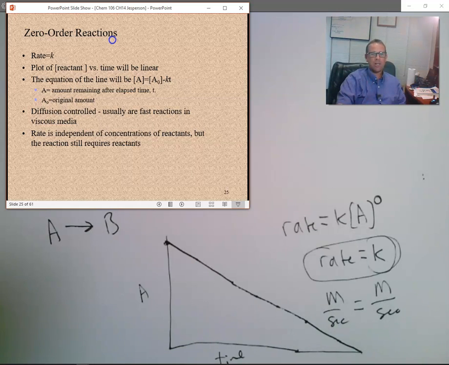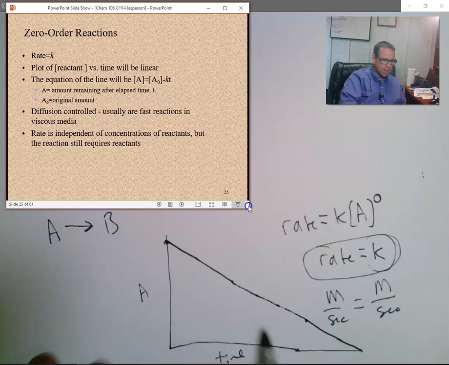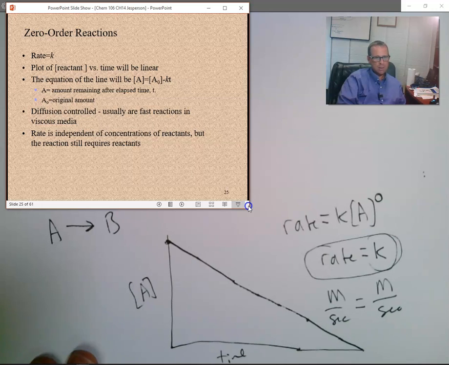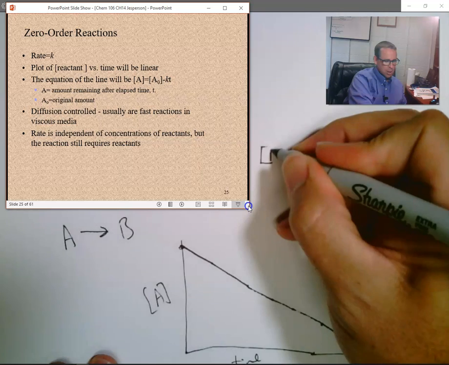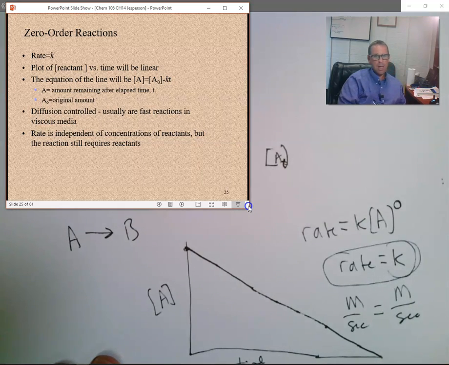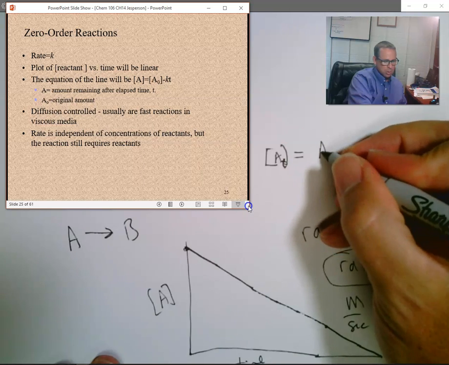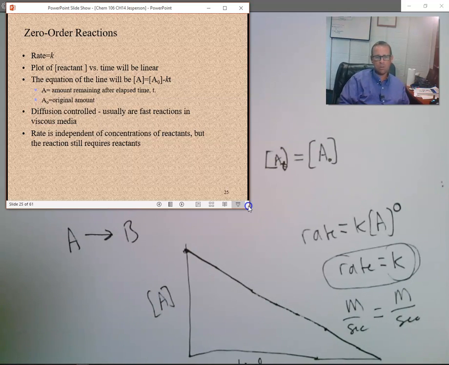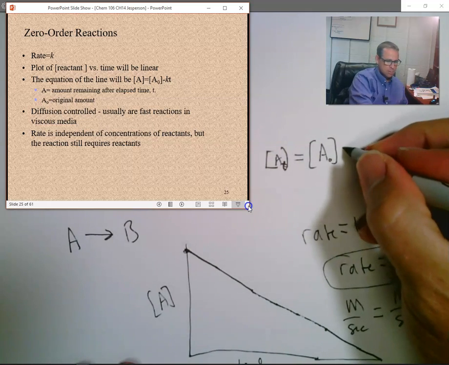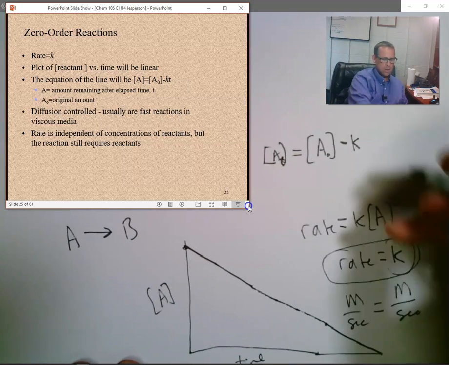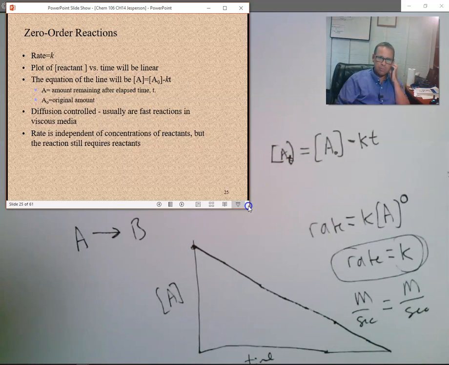All right? And the equation that helps us identify what the concentration will be at any given time, right? So this is concentration of A. What will the concentration of A be at any given time? The equation that can tell us that is this. Our concentration of A at any given time t will be equal to the concentration of A initially, or A0, meaning at time equals 0, minus whatever your rate of the reaction is, K, times however much time you're going to allow the reaction to proceed.